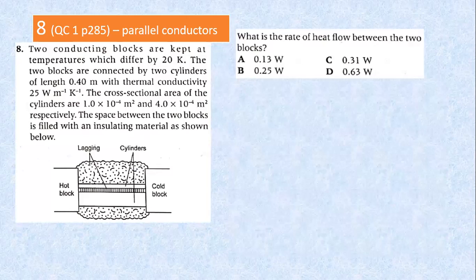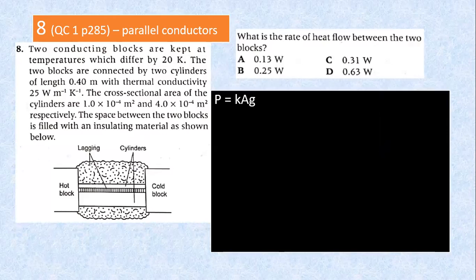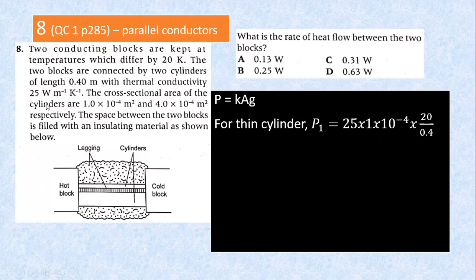Number 7, you just think of it as each rod is like a tube where the water can flow through. So you calculate it for each of the rods and add them up. Just use the same formula. P is KA. Don't worry about the negative sign there. Put in your K value, and then your cross-sectional area for the first one. And then your temperature gradient is 20, and then the length, 0.4 meter.